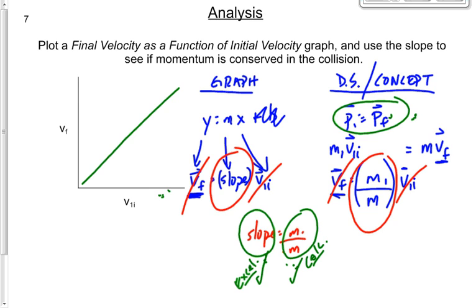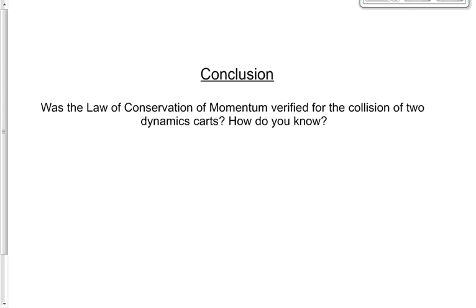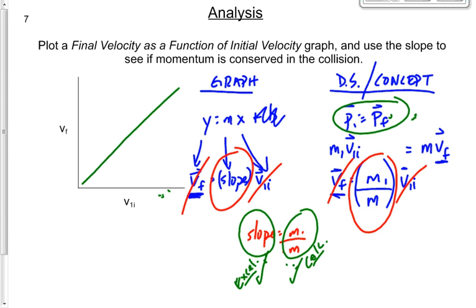Of course, once you have this, either proven or disproven, you have to conclude something. Your conclusion is going to take two parts. One, you're going to answer the question, was the law of conservation of momentum verified? Yes or no? It was verified. It wasn't verified. How do you know? Explain how you know that it was either verified or wasn't verified. And that comes back to this, right? Well, if the slope equals m1 over m, then yeah, it was verified. If the slope is not equal to m1 over m and it's greater than a 10% error, then it wasn't verified. Okay, that's your explanation.